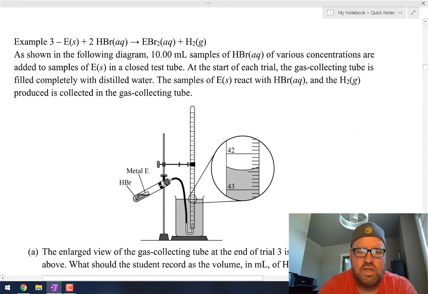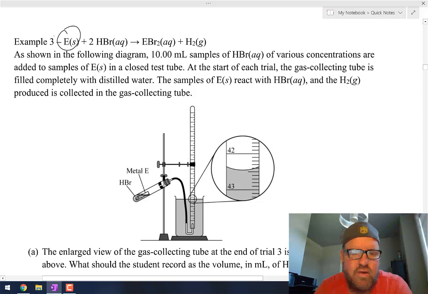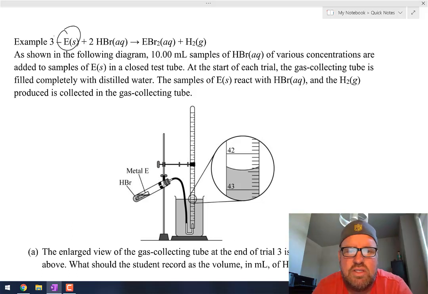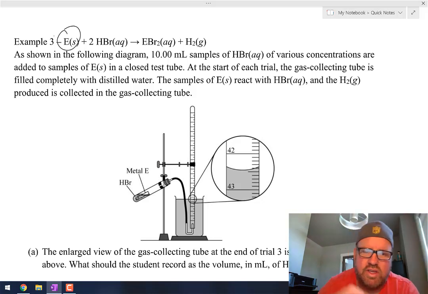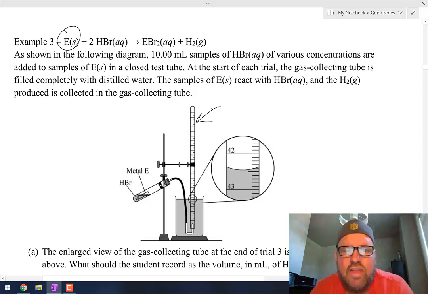Here's one from a recent AP exam. Anytime they use letters like that, that's just a made-up fake element, so they don't have to worry about whether it's the right chemistry or not. It says, as shown in the following diagram, 10 milliliter samples of HBr of various concentrations are added to sample E in a closed test tube. So this here is our gas collecting tube. At the start of each trial, the gas collecting tube is completely filled with water.